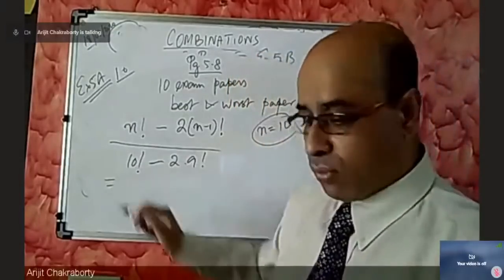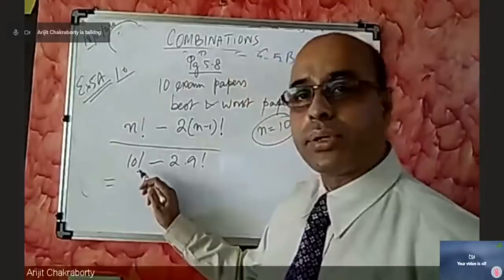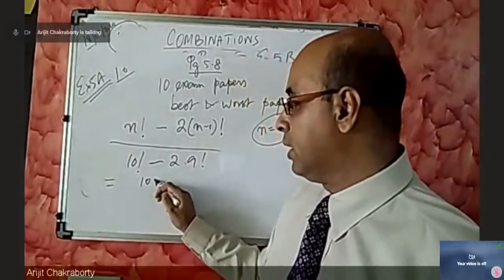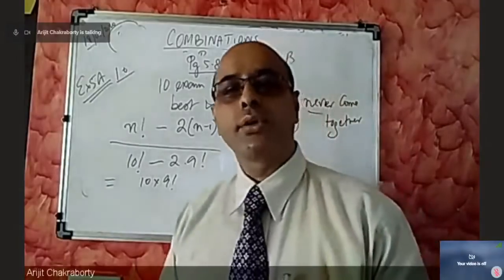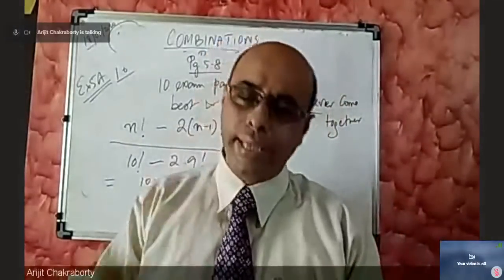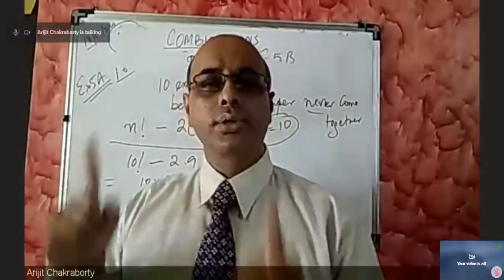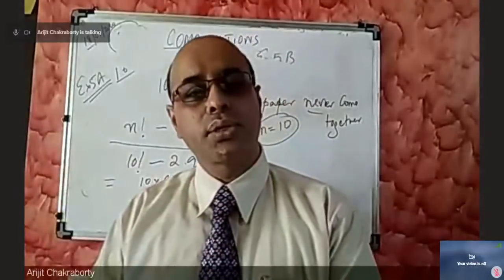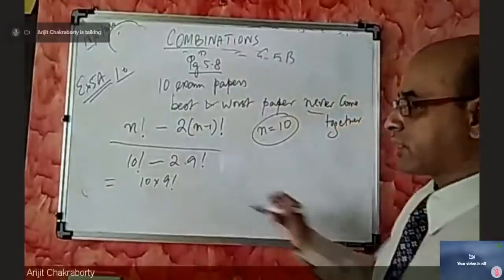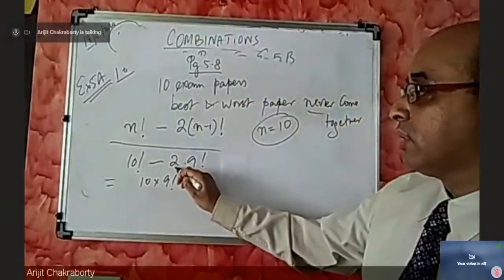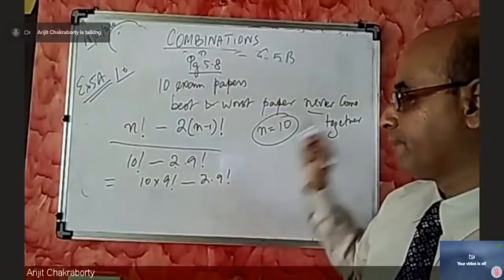Now what does this give me? 10 factorial I can write as 10 into 9 factorial, because 10 factorial is 10 into 9 into 8 into 7 into 6 and so on. So I have written that 10 factorial is 10 into 9 factorial, minus 2 into 9 factorial.